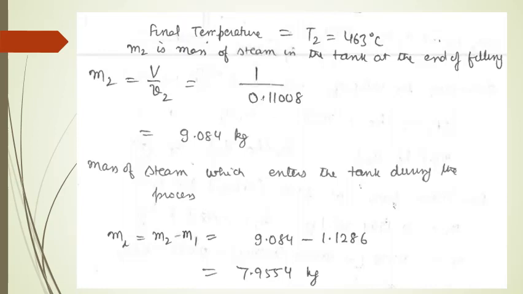So we have assumed this to be the answer, and we calculate the values like mass of steam in the vessel at the end of the process, that is M2, which is equal to V upon V2, and that comes out to be 9.084 kg. Now mass of steam which enters the tank during the process, Mi is equal to M2 minus M1, and that comes out to be 7.9554 kilogram.